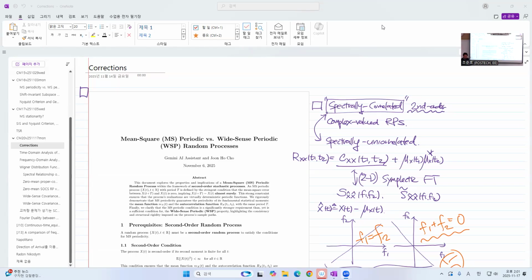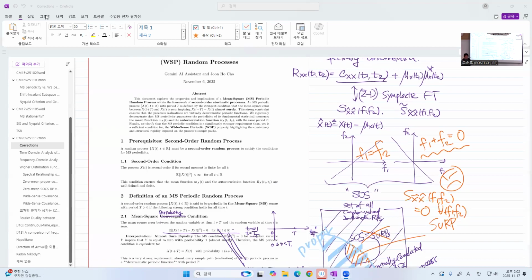Okay, welcome to the 20th class meeting of the spectrally correlated random processes. Unfortunately, I have to begin with a correction. Last time I talked about what is a spectrally correlated complex valued random process. And at that time, I made a serious mistake, especially when the random process is not proper, which means the improper case.